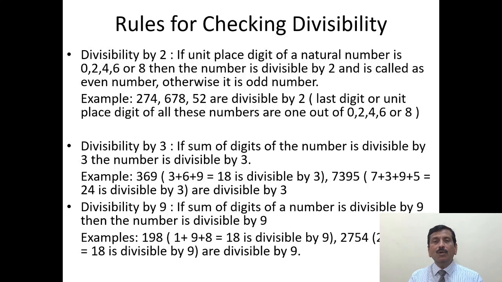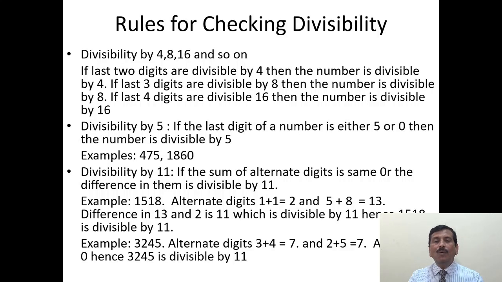Now similarly, the rule for 9 goes, if the sum of all the digits of the number is divisible by 9, the entire number is divisible by 9. We can take an example of number 198. If we sum all the digits, 1 plus 9 plus 8 is 18. 18 is divisible by 9 and hence the number 198 is divisible by 9.